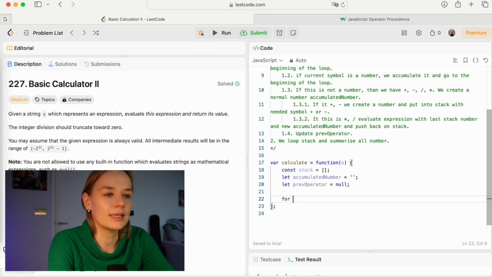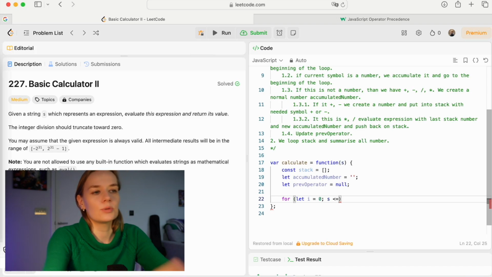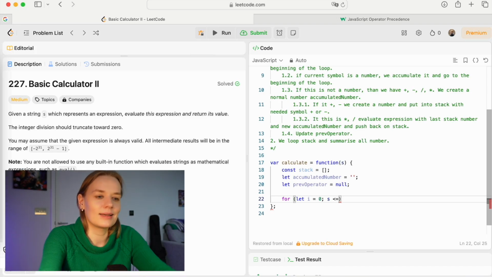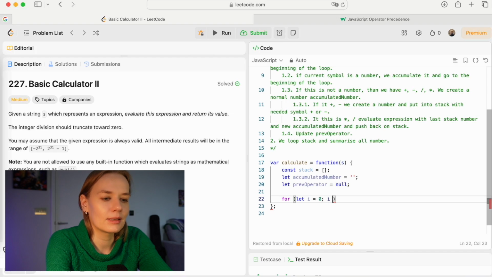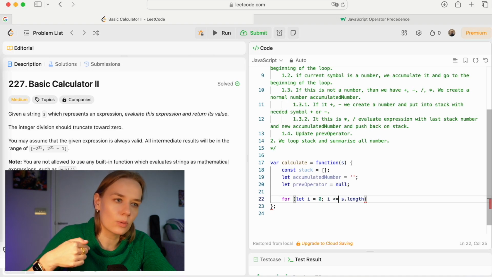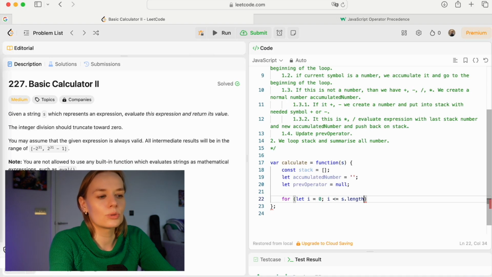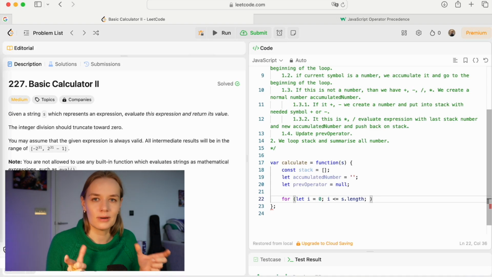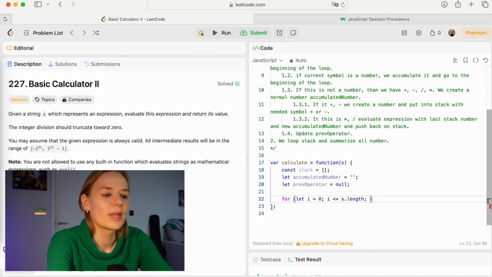And after it, we need to go through the whole string, and we should not use less than s.length, not like that. We should use less than or equal, so as to work with the last number. And I++.